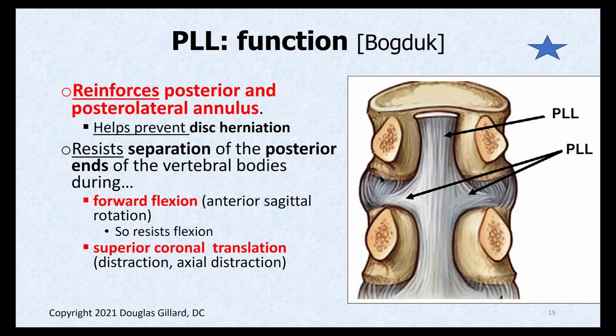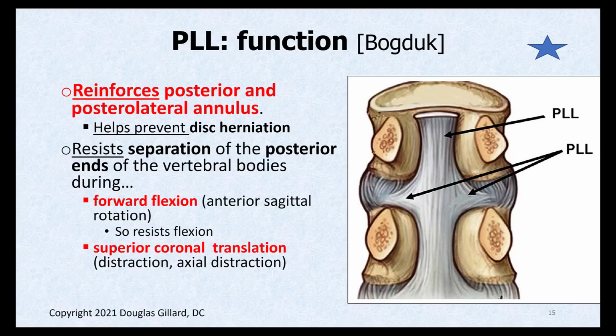All right. What does the posterior longitudinal ligament do? Well, it reinforces the posterior and posterior lateral annulus for sure, so it helps prevent disc herniation. And then, mechanically speaking, it resists bending forward. So if you bend forward, this thing will get tighter and tighter and tighter, and it resists you bending forward or flexing forward. Does anybody know the correct term for forward flexion?